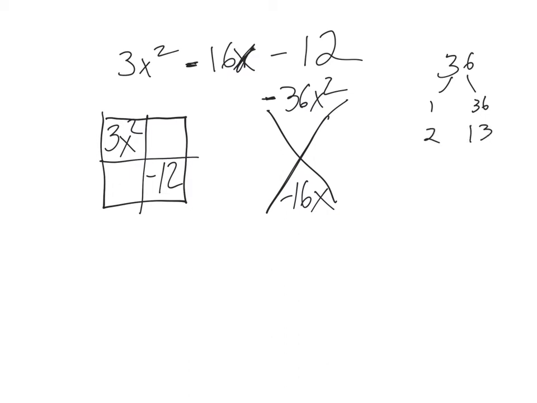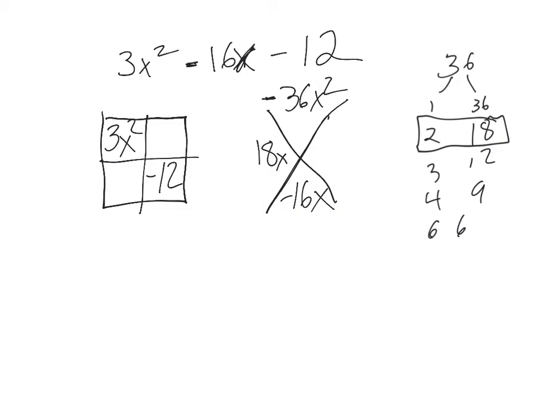Okay, 2 and 13. Or sorry, not 2 and 13. It's 2 and 18. 3 and 12. 4 and 9. And 6 and 6. And since it's 16, I know it has to be these two, because 18 minus 2 is 16. So now I write 18x and 2x. Now I know 18 is bigger, so I write negative 18x, and then 2x.